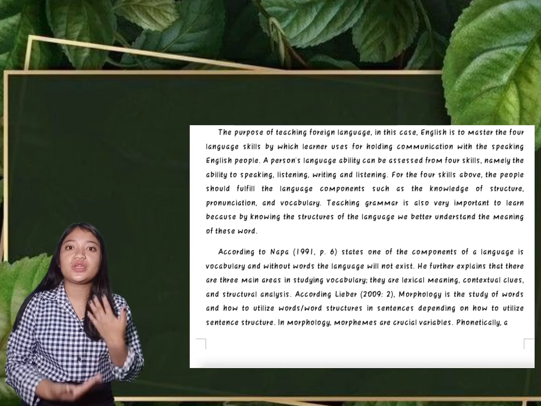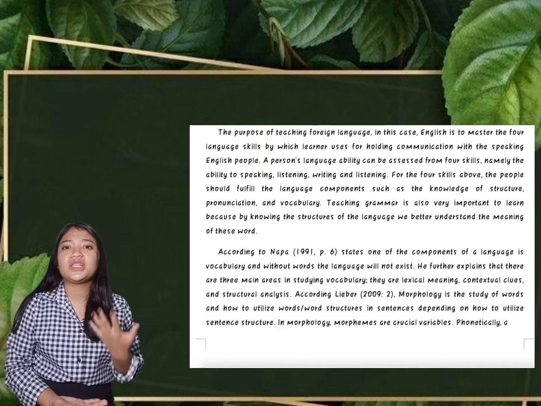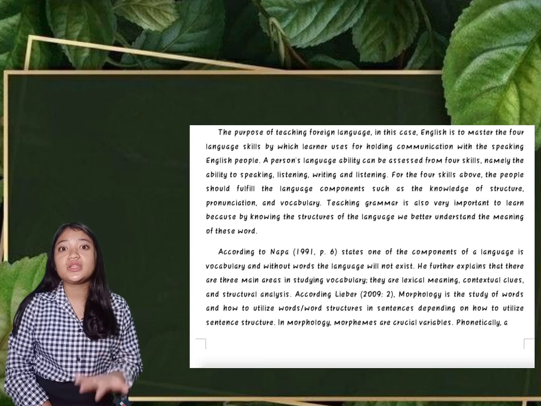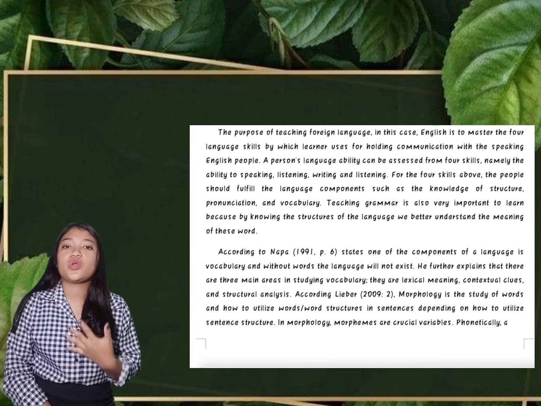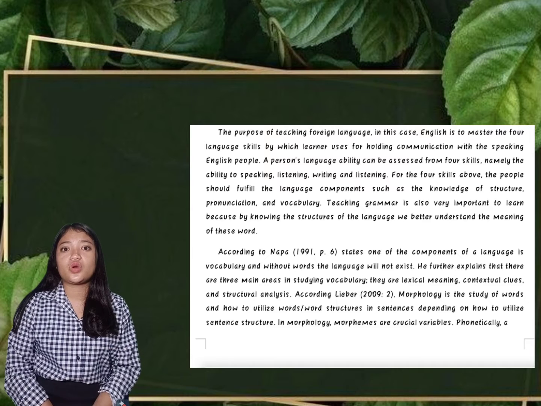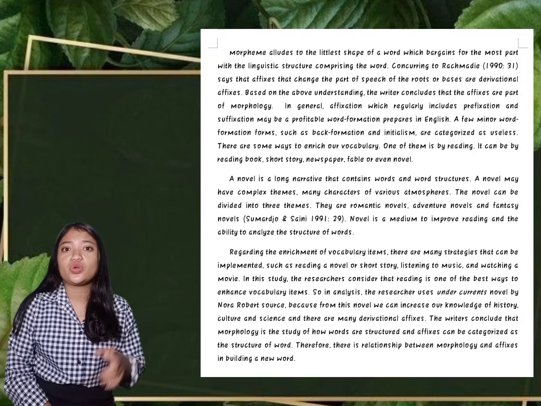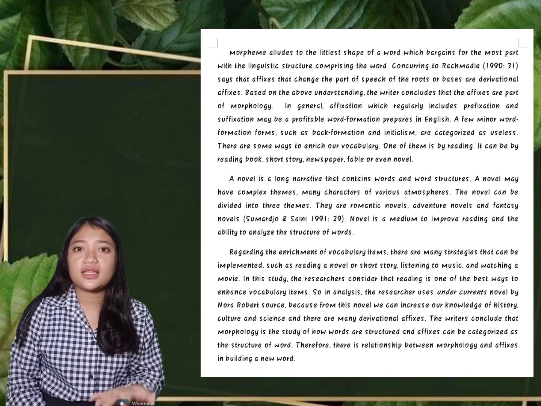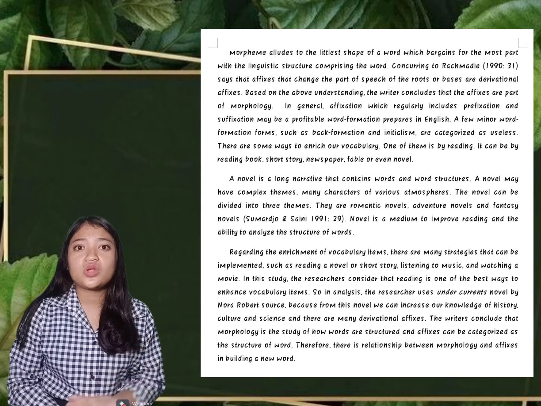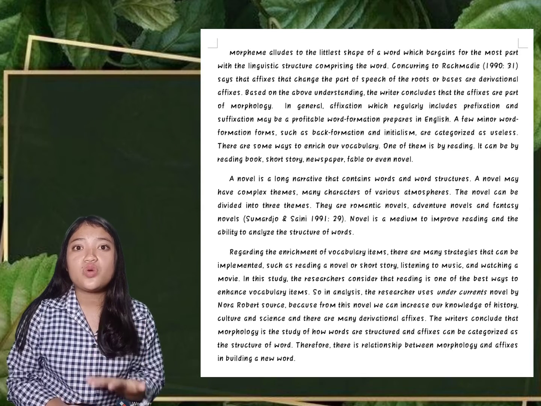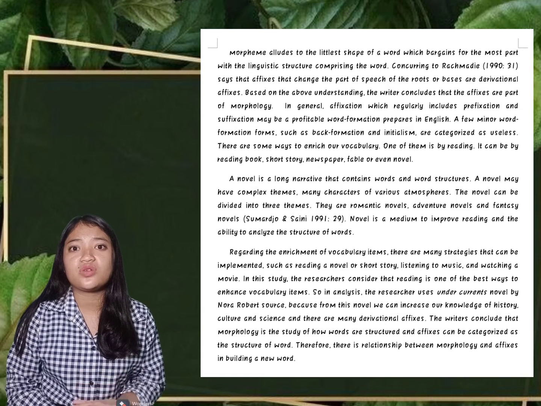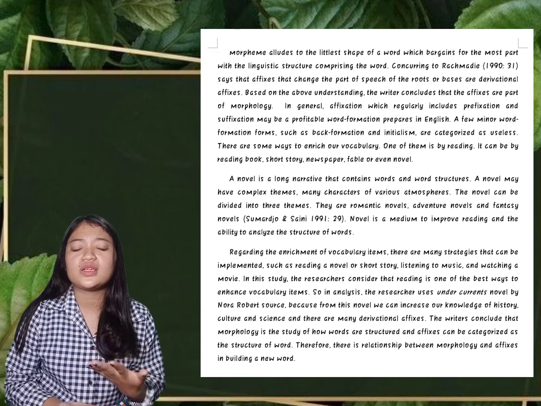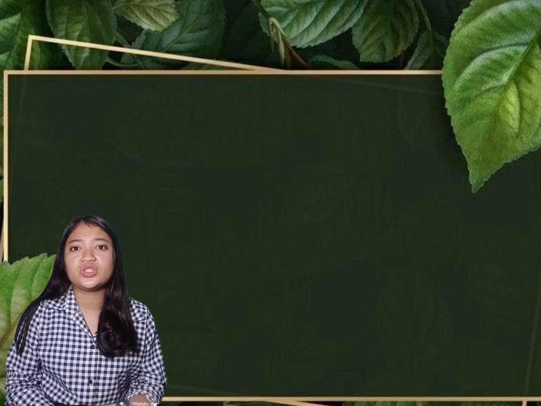Regarding the enrichment of vocabulary items, there are many strategies that can be implemented, such as reading a novel or a short story, listening to music, and watching a movie. In the study, the researcher considers that reading is one of the best ways to enrich vocabulary items. So in the analysis, the researcher uses the novel Undercurrent by Nora Roberts, because from this novel we can increase our knowledge of history and culture, and there are many derivational affixes. The writer concludes that morphology is the study of how words are constructed. The affixes can be categorized as the structure of a word. Therefore, there is a relationship between morphology and affixes in building a new word.